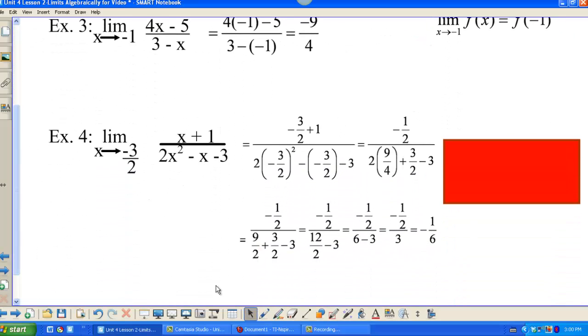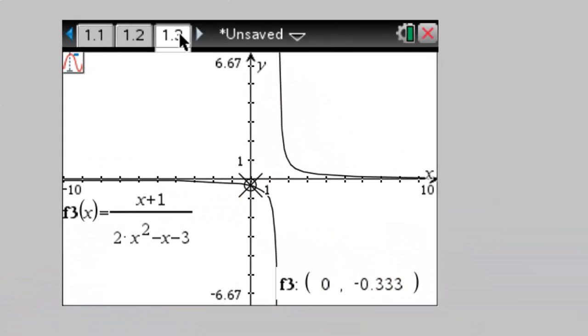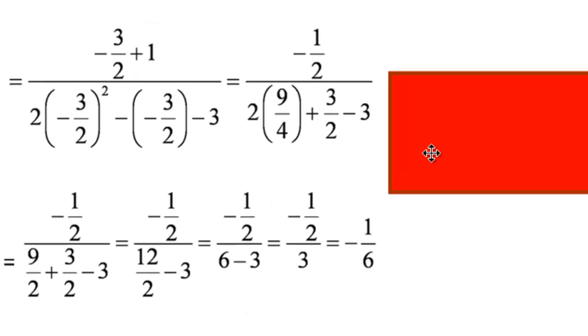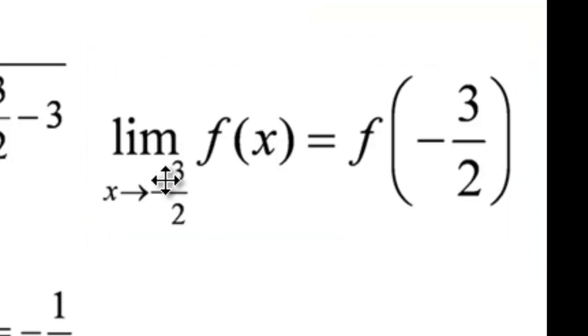We look at example 4, where I've already graphed x plus 1 over 2x squared minus x minus 3. I'm going to use a decimal just for the sake of ease. If I want to know what is happening at negative 1.5, I get negative 1.6 repeating, which is negative 1/6. So again, this is where it is defined on the graph. It's also where the limit exists. So this is considered well-behaved, and direct substitution is a strategy we can use to evaluate this limit because the limit is equal to where that value is defined on the graph.